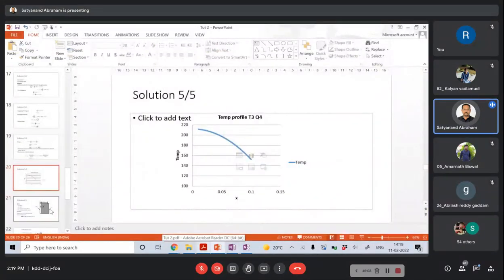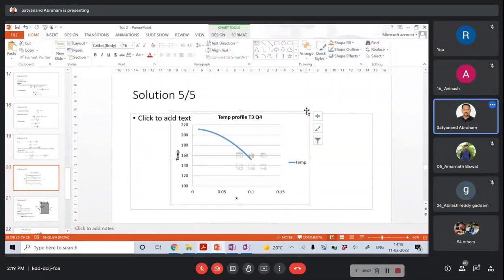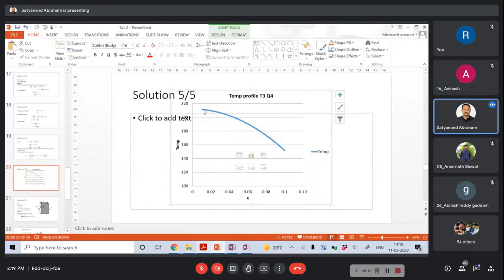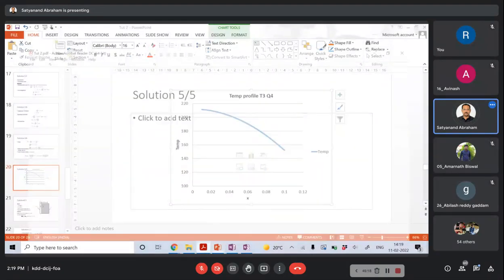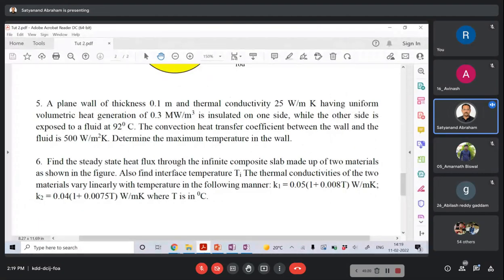Because we already have derived that equation, I'm actually taking less time. If you see, this is going to be the temperature profile, and the maximum obviously comes at the insulation point.